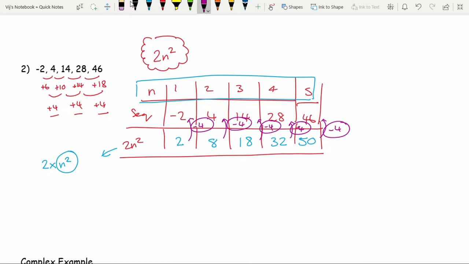-4. So as you can see, the difference between our 2n squared and the numbers in the sequence are all the same. So the nth term in this case is going to be 2n squared minus 4.